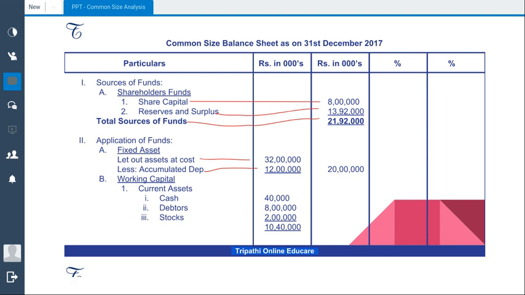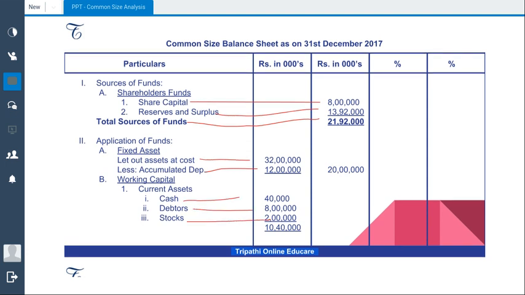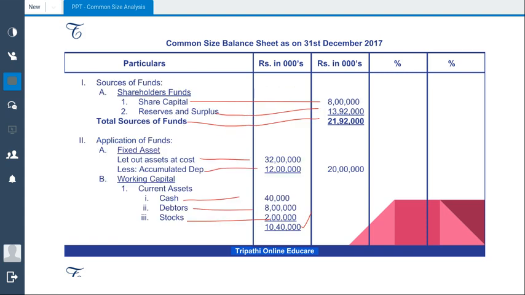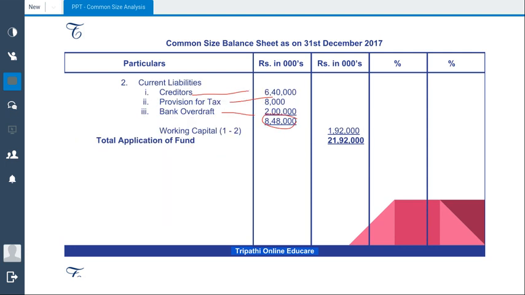So that is how you will get total fixed asset, which is 20 lakhs. Working capital. Under working capital, we take current asset, cash 40,000, debtors 8 lakhs, stock 2 lakhs. Right? So we got total current asset as 10 lakh 40,000. From this, we will have to subtract current liability. So under current liability, we have taken creditor, provision for tax, and bank overdraft. So total current liability is 8 lakh 48,000. So current asset, that is 10 lakh 40,000 minus current liability, which is 8 lakh 48,000, will give you working capital of 1 lakh 92,000.